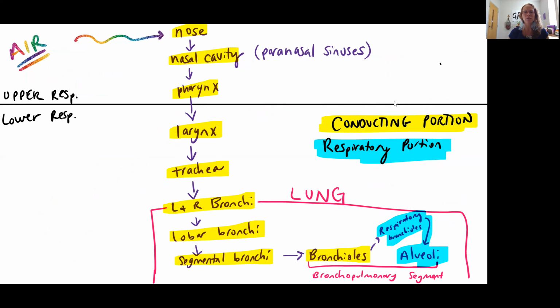Looking back at our listing of structures, we had our conducting portion, which is highlighted in yellow, and then we have the respiratory portion highlighted in blue. Some of those bronchioles are going to allow for some gas exchange as they get smaller and closer to the alveoli. So we will see them called respiratory bronchioles, and then alveoli also as part of the respiratory portion, meaning that this is where the gas exchange is actually happening. The conducting portion is just conducting the air to the respiratory portion, and that's why it's called the anatomical dead space.